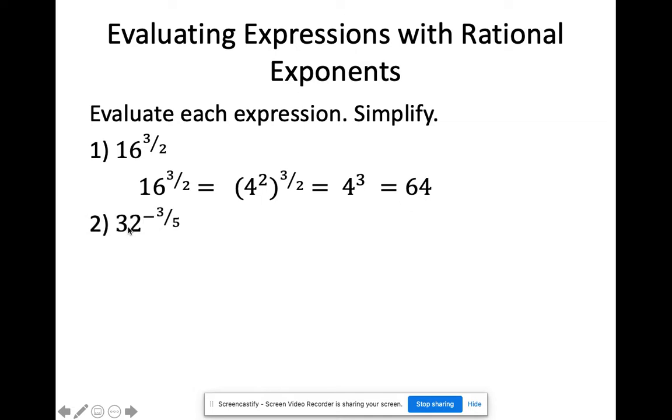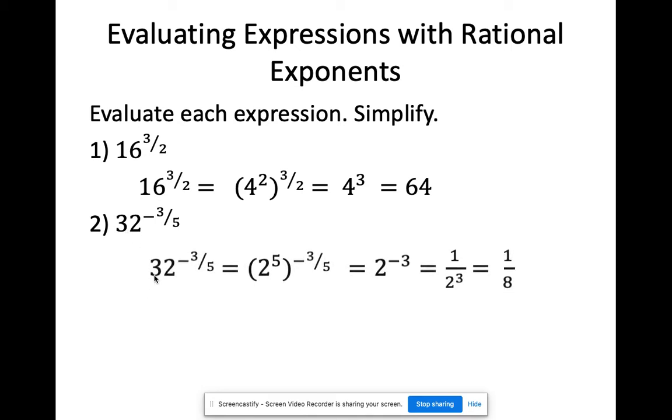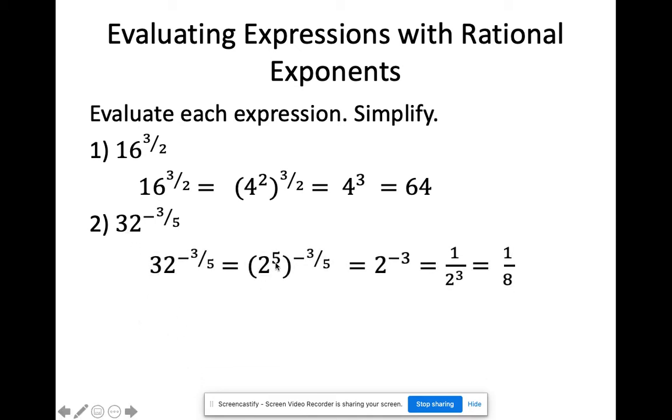How about this one? 32 raised to the negative 3 over 5. The easiest way is to express 32 with an exponent of 5. Here I used 16 as 4 squared because I needed to cancel the 2 here and the 2 there. So 32 can be expressed as 2 raised to the 5th. Notice the 5 here and the 5 down there cancel out. That leaves me with negative 3.